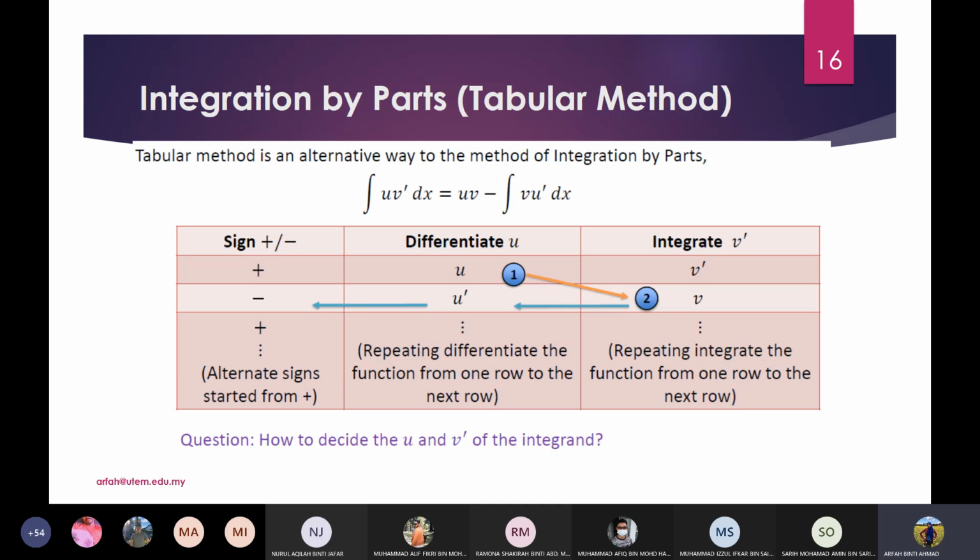So apart from choosing u and v, kita akan put everything in the table, and the integration will be having the sign plus minus plus. Dia punya alternative sign akan start daripada plus minus sign, meaning that awak akan buat this table and then you will put the first column having the sign starting with plus and then minus and then plus and so on. And then awak akan differentiate u, yang ini kita akan pilih daripada your function.